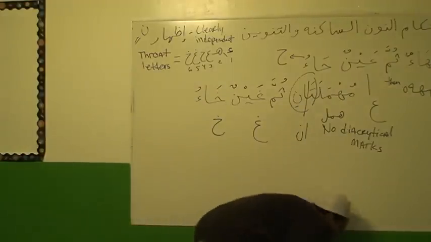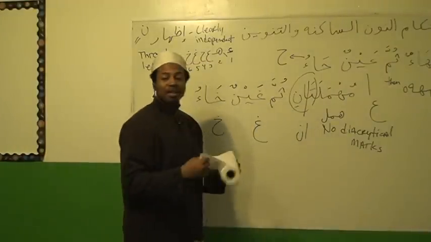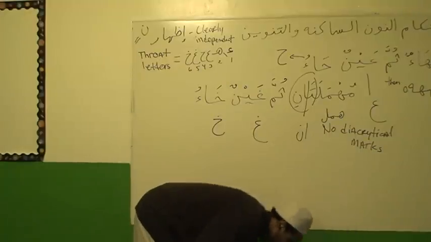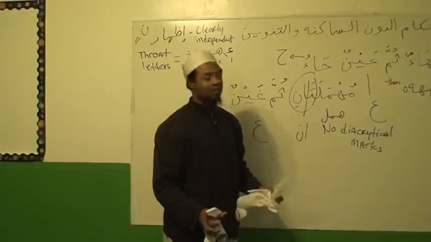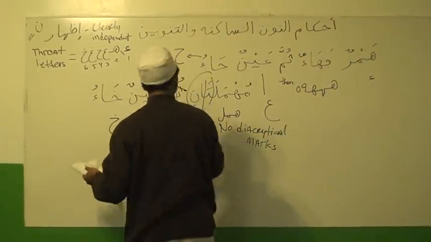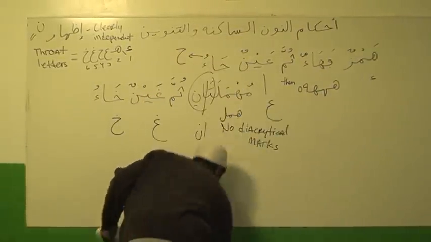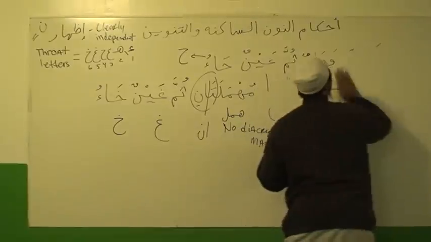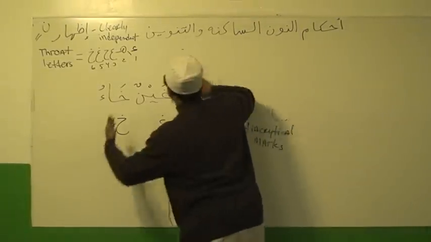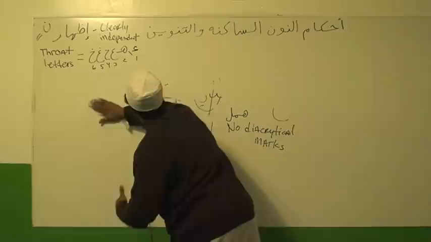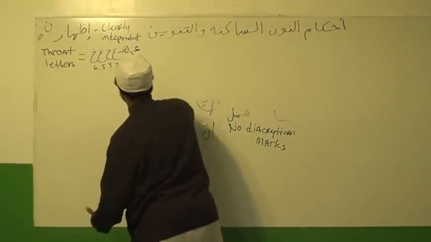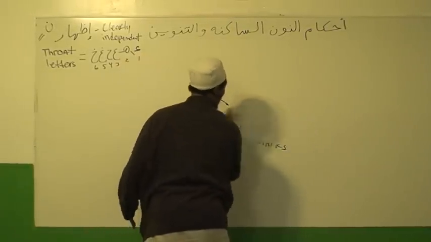Some examples of how idhar, and the nun sakina and the tanween will be played out in this format, in idhar. And that's what everybody wants, right? Everybody wants to know that. So the thing that we have to understand first and foremost at this point, after knowing that there are how many rules for nun sakin and tanween? There are four rules.